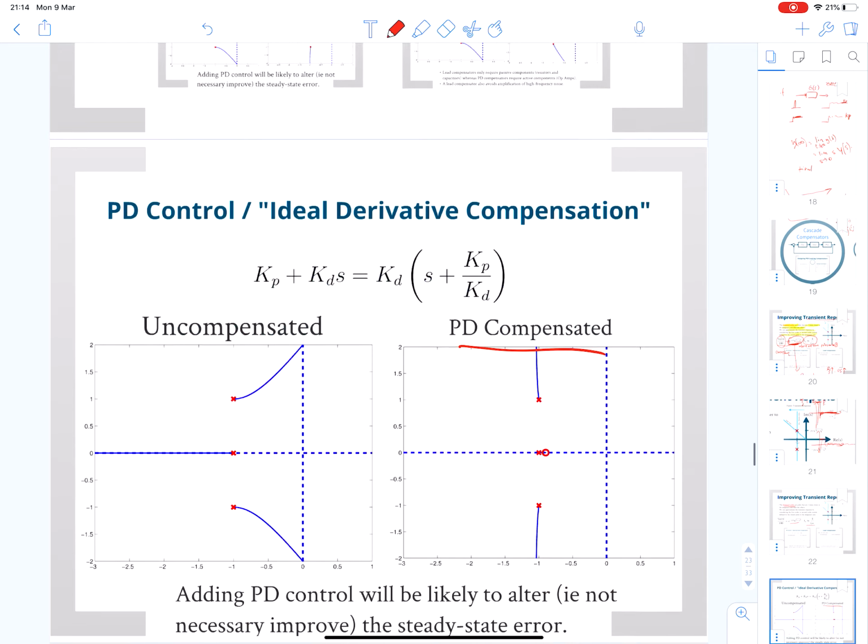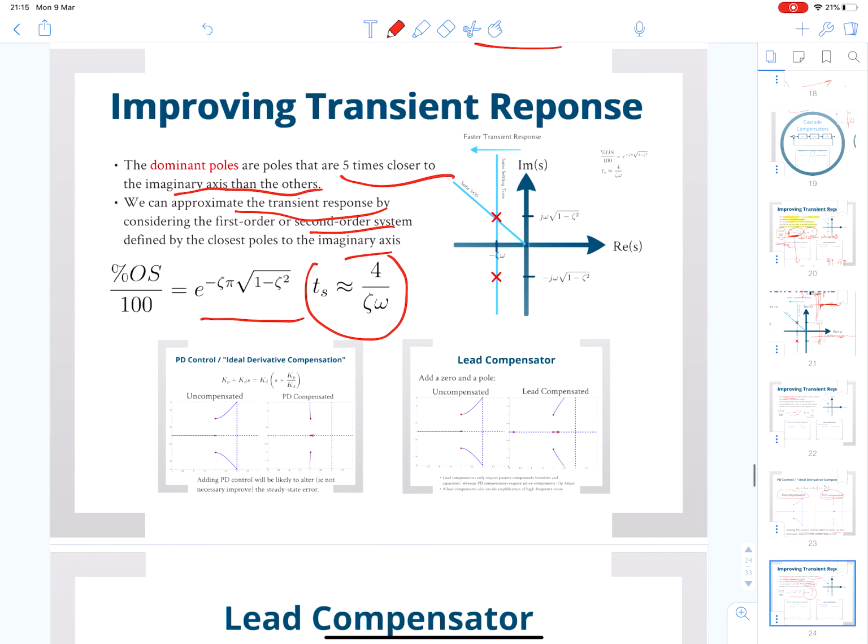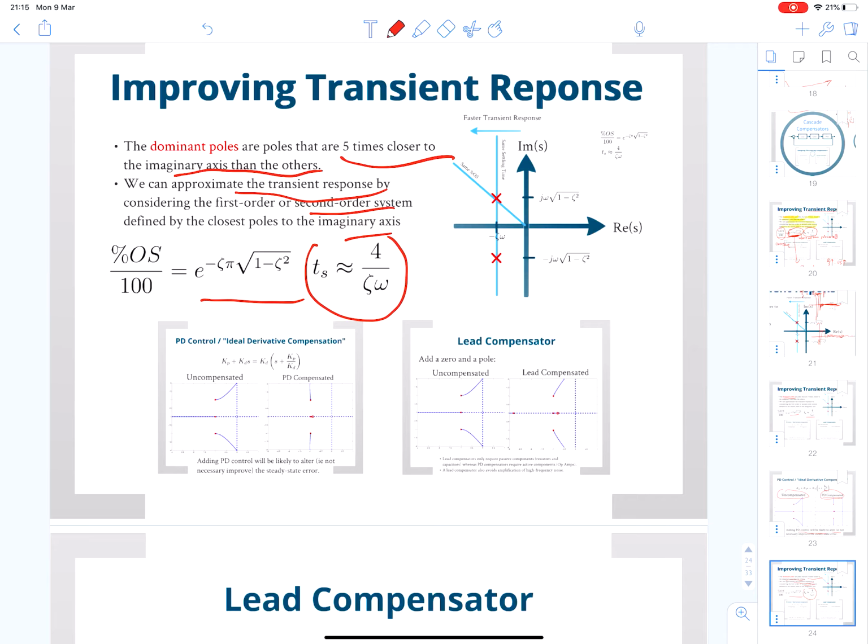So the PD control, the ideal derivative compensation, the uncompensated is here, the compensated is great. So adding the PD control is going to alter the transient response. In general, there are going to be 1 or 2 dominant poles, right? So in this case, these 2 are the dominant poles, and we can approximate the transient response by considering the first order or second order system.